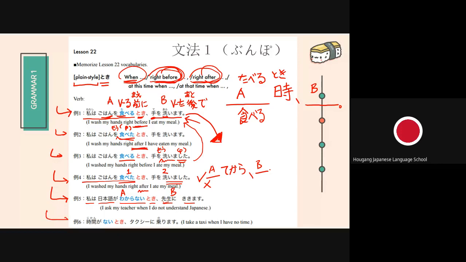Number six is very easy also. 時間がない時, when no time, タクシーに乗ります. Again, 没有时间时, or when you don't have time, タクシーに, take a taxi, 乗ります. You cannot say "after" like "no time". You cannot use this case after. We use our grammar "toki" here.